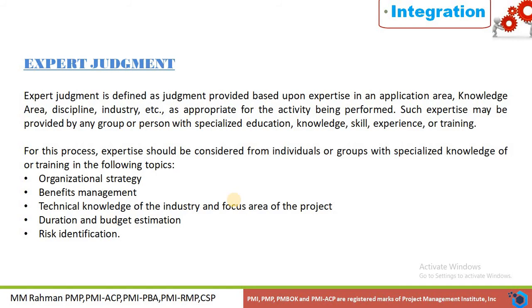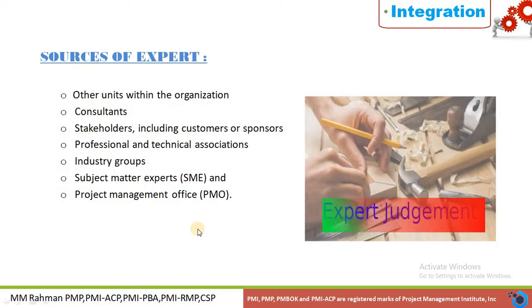So at the time of initiation, we need people who have expertise in these areas: organizational strategy, benefit management, technical knowledge of the industry and focus area of the project, duration and budget estimation and risk identification. Then what are the sources we will use for experts? Other units within the organization, consultants, stakeholders including the customer or sponsor, professional and technical associations, industry groups, subject matter experts, and the project management office also used as a source of expertise.